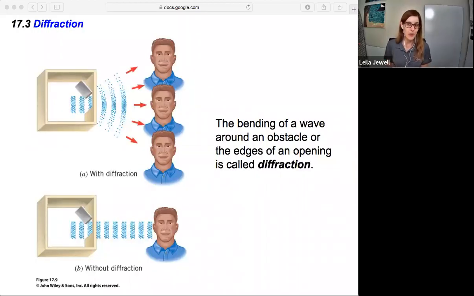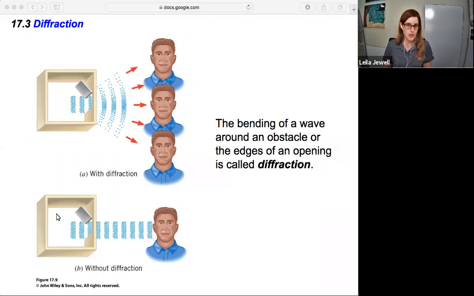Section 17.3, diffraction. The bending of a wave around an obstacle or the edges of an opening is called diffraction. And this is something we observe all the time without realizing it. One example of this is why sound can be heard outside an open door, not only in a straight line path. So you can imagine that there's some noise coming from inside this room and there's an open door.